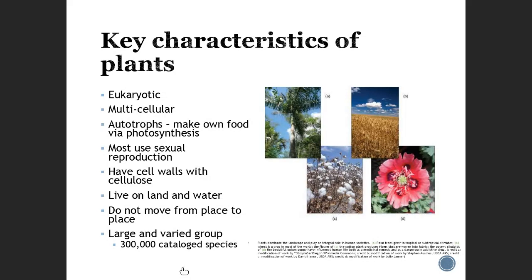They do have cell walls made of cellulose. And you're going to find them in both the land and the water. This book primarily focuses on land plants. I don't know why, but that's just the way they decided to flow. But they are found in both environments. They were primarily in the water first, and then they moved to colonize the land. Now, they do not move from place to place. They are sessile. And you're going to find a large and varied group, about 300,000 cataloged species.